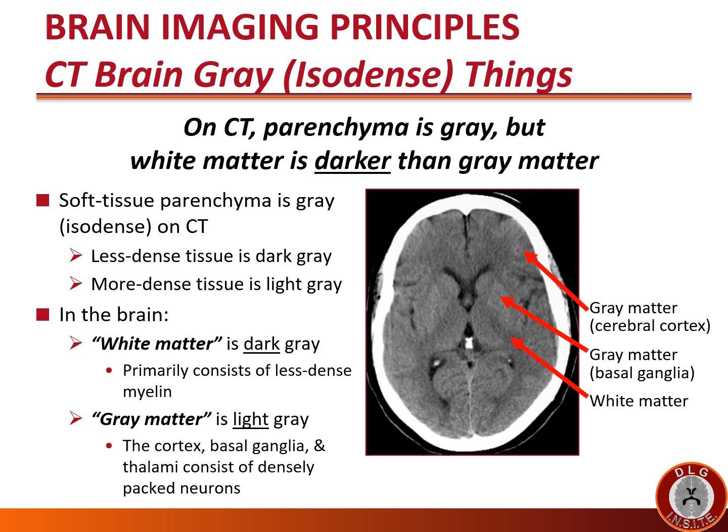The cortex, basal ganglia, and thalami consist of densely packed neurons. So in the picture to the right, one can see that the cerebral cortex and the basal ganglia are both a lighter gray. And yet the white matter, for example, in the posterior limb of the internal capsule, where this arrow is pointing, is darker, even though it's so-called white matter.